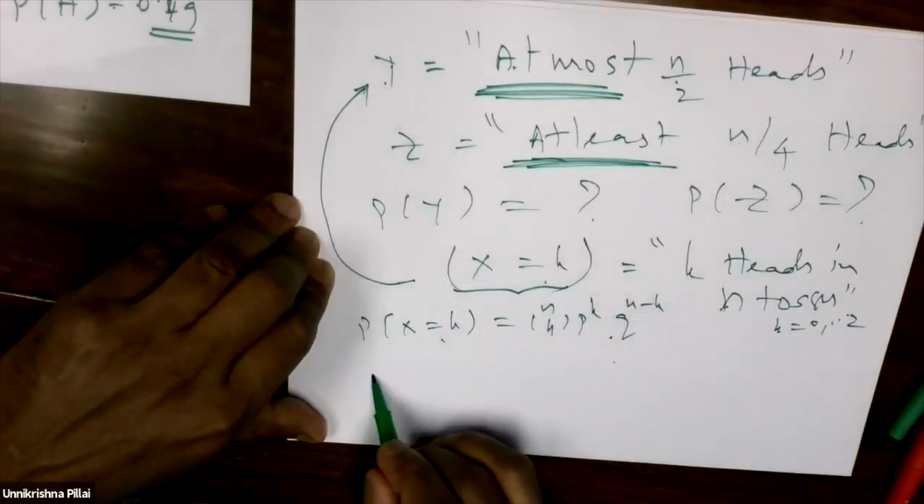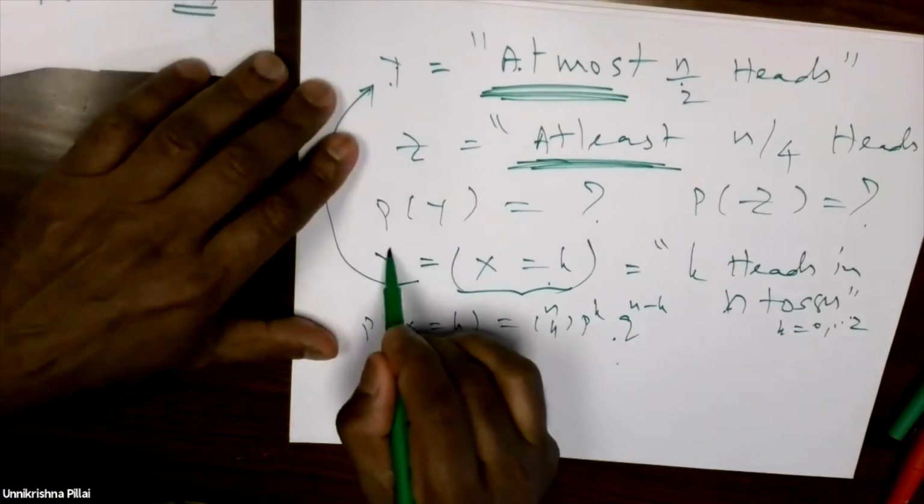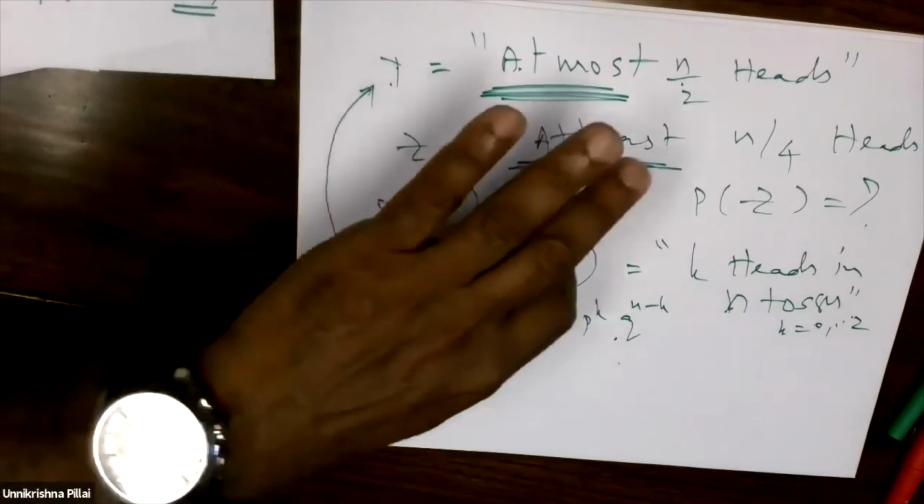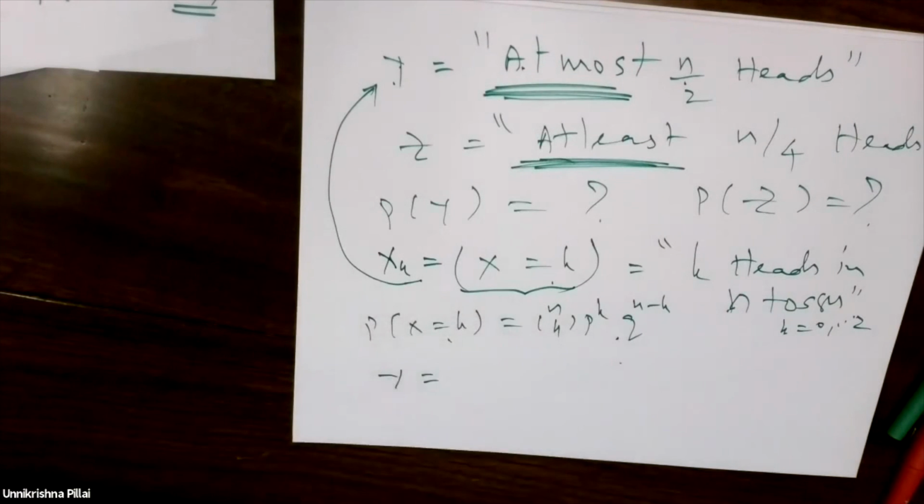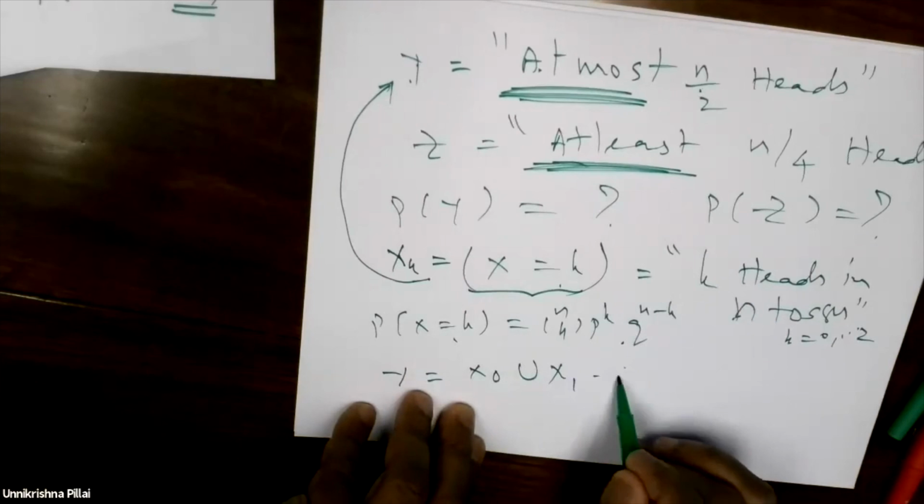How do you express y in terms of x? Let me call this xk. Xk means x equal to k, which means k heads in n tosses. At most n by 2 heads means what? From 0 to n by 2: x0 union x1 union, up to x n by 2. Not plus, union.